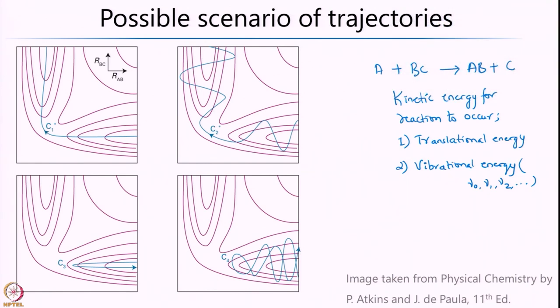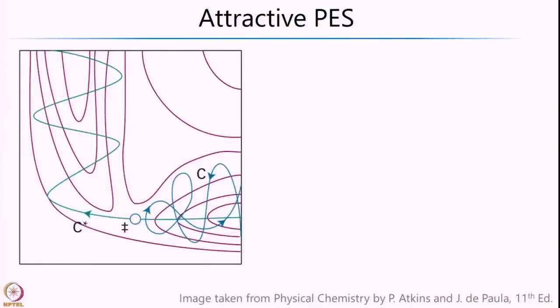So, having learnt about the different contributions to the kinetic energy and their role in dictating the formation of the products, now let us look at two different kinds of potential energy surfaces, namely called attractive and repulsive potential energy surfaces. So, you must be wondering what this attractive and repulsive he is talking about, right? So, let us try and understand what the terms attractive and repulsive mean here.